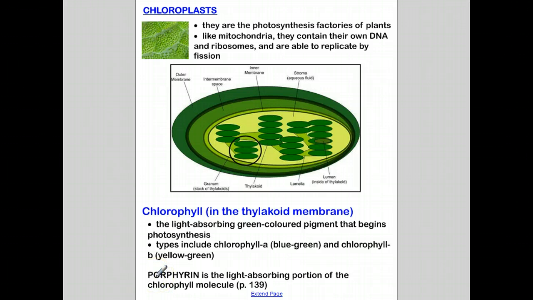If you look in your textbook on page 139, I'm just going to have a look at that so I can help describe it as well. Yeah, page 139 gives you a nice big picture of the molecular structure of a chlorophyll molecule. It's a ridiculously long and intense type of structure that you do not need to memorize, but what you just need to know is that the porphyrin ring at the very top of this long chain is what absorbs the light. It's the light absorbing portion of the molecule.